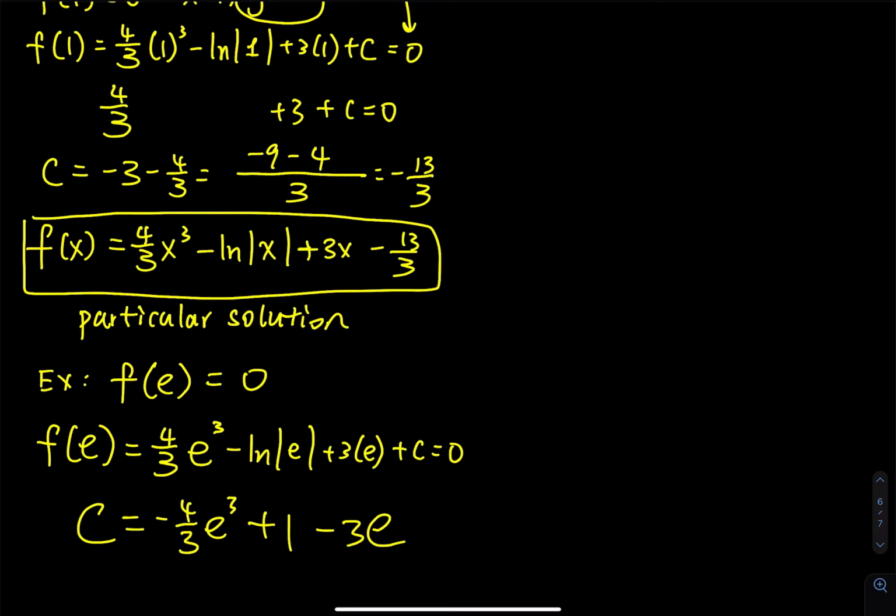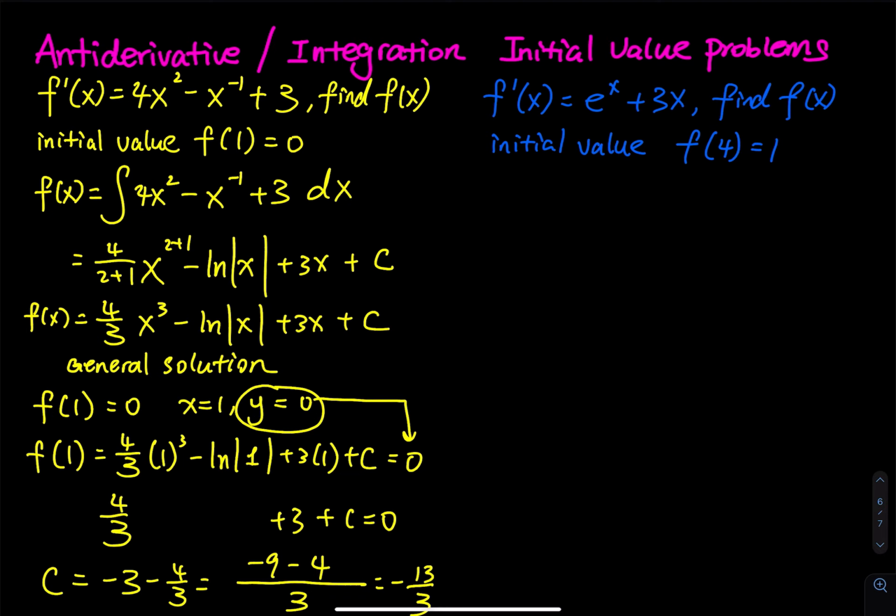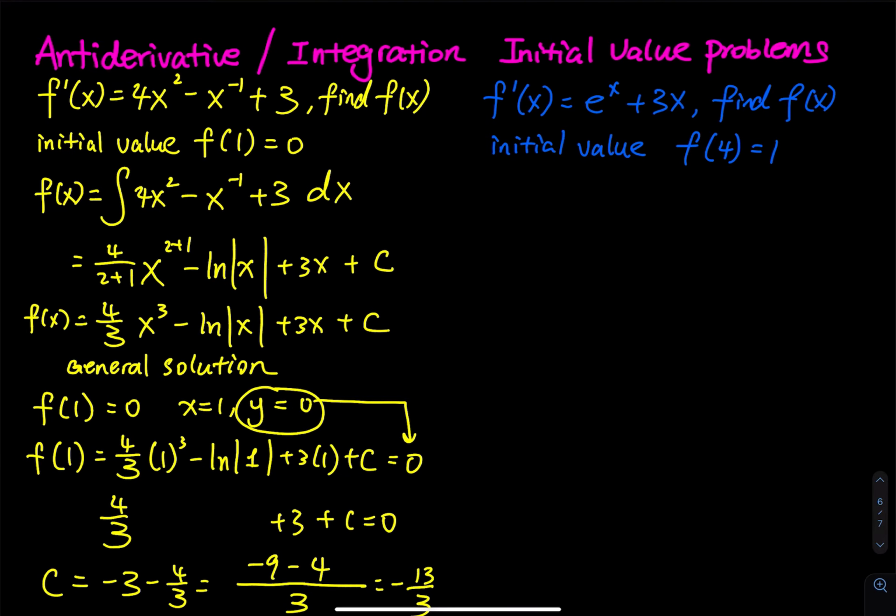Okay, that's the end of this problem. Let's move on to number 2. So number 2, we go all the way up. So this time we have f of x equals the integral of e to the x plus 3x, and then dx.